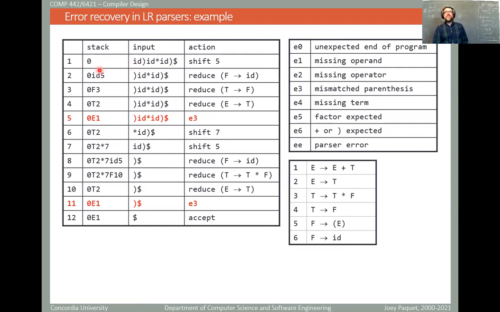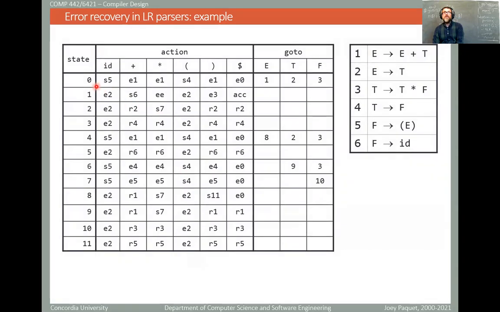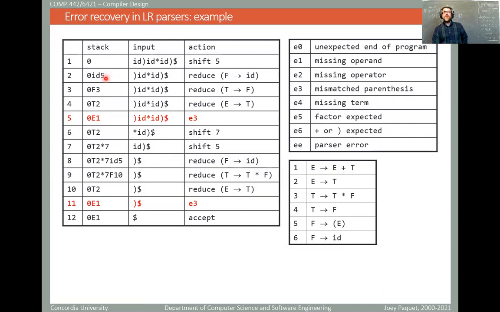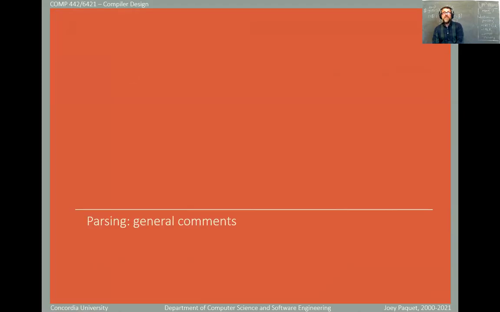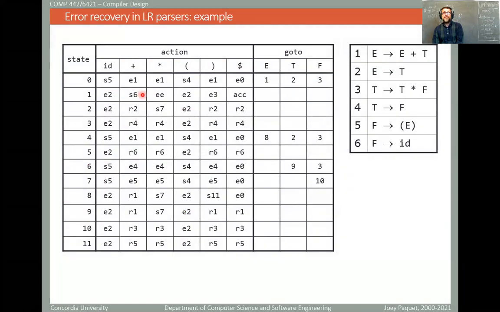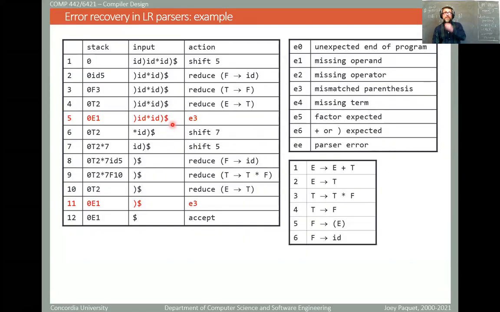So let's do this parse. If you go 0, ID in the table, 0 ID is shift 5. So if you remember, when you have a shift action, you take this token here, push it on the stack, and then put the state number 5, which is shift 5, onto your stack. And you go 5, close parenthesis. This is where it's going to start going wrong. So 5, close parenthesis, reduce 6.